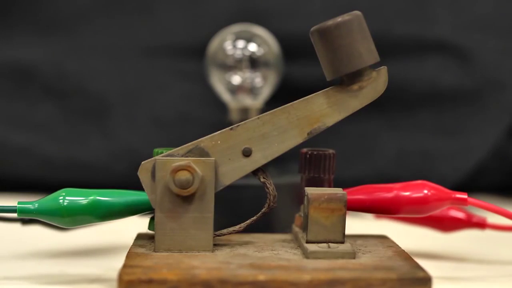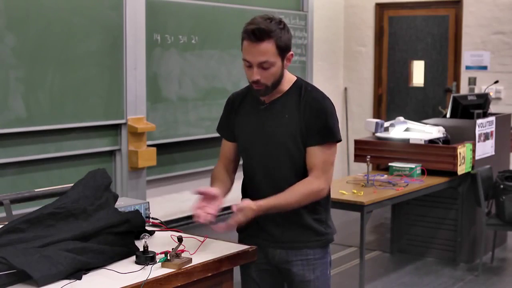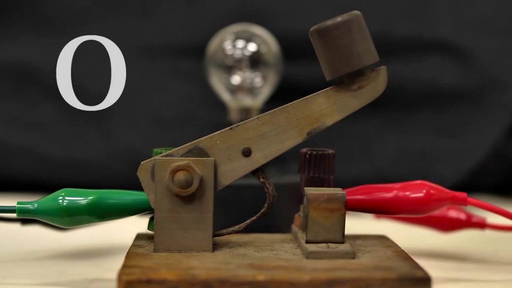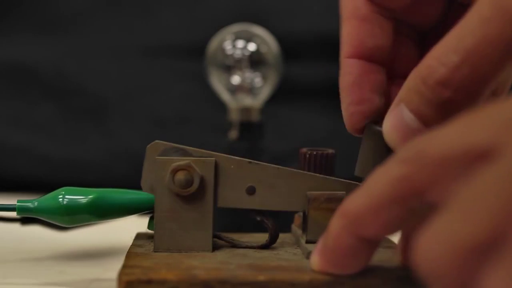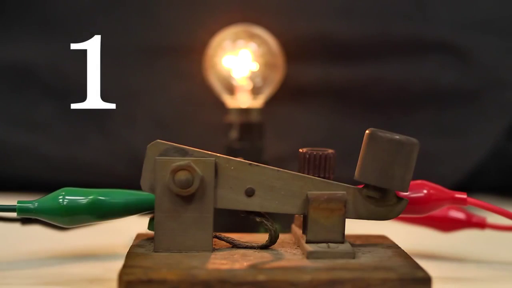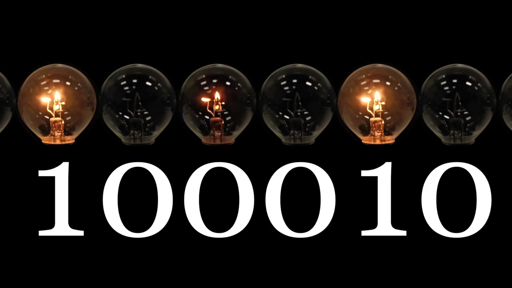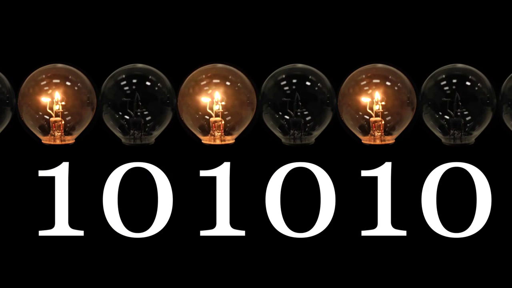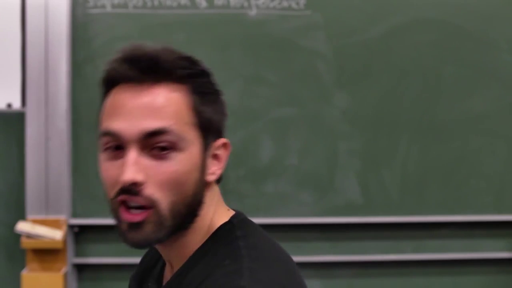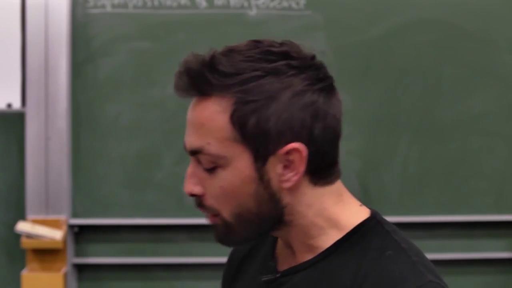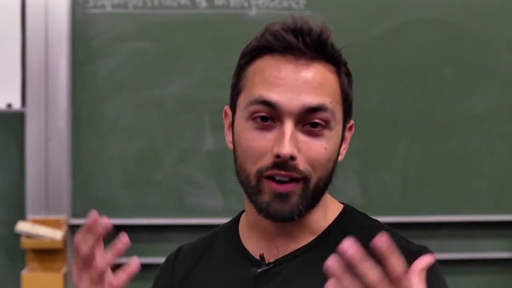It works just like this switch. It controls the flow of electric current. It can be off, so you could call that the 0 state, or it could be on, the 1 state. And this is how all of our information is now stored and processed in zeros and ones, little bits of electric current.